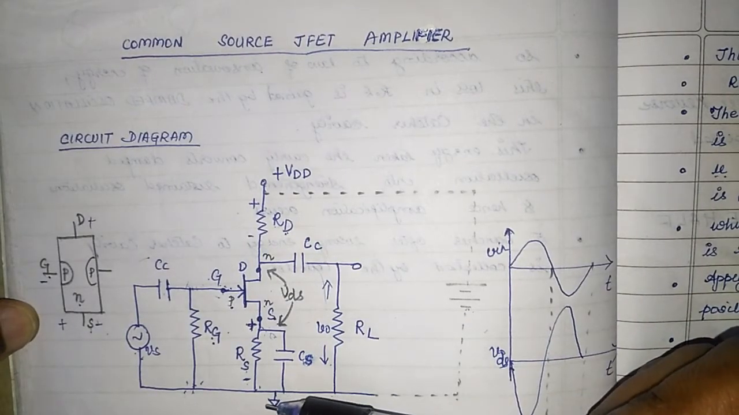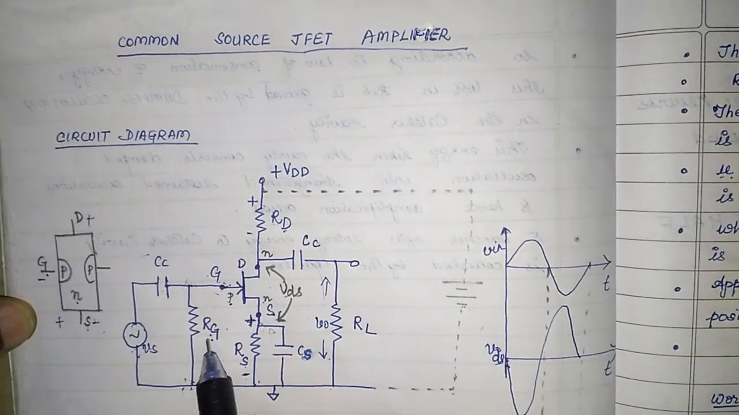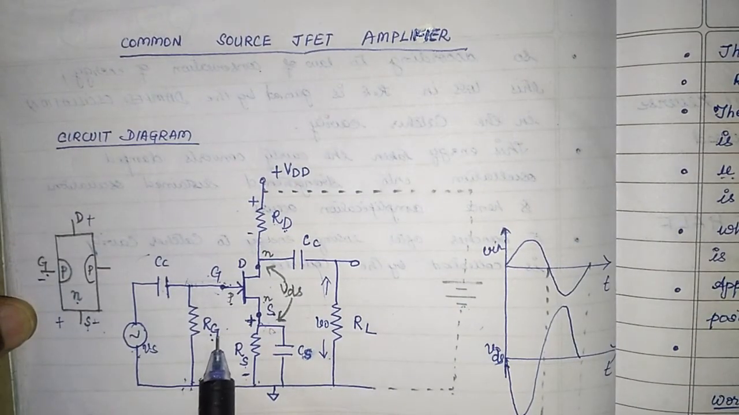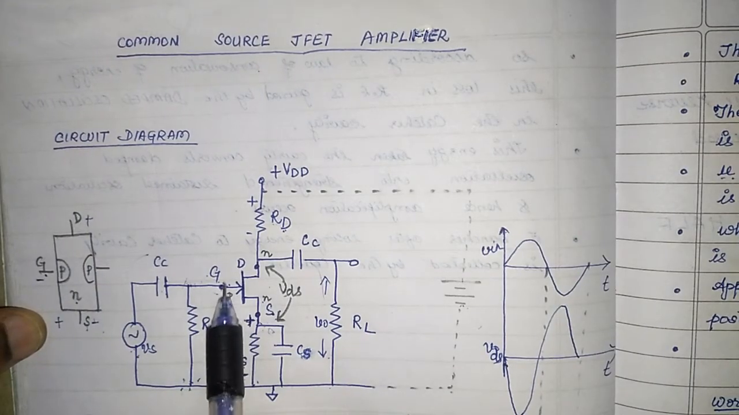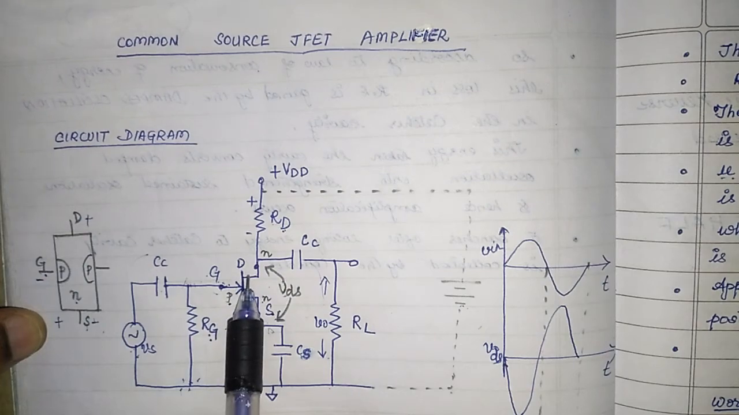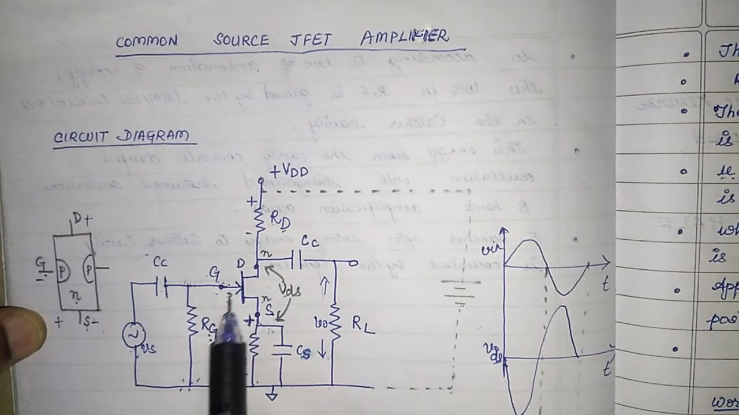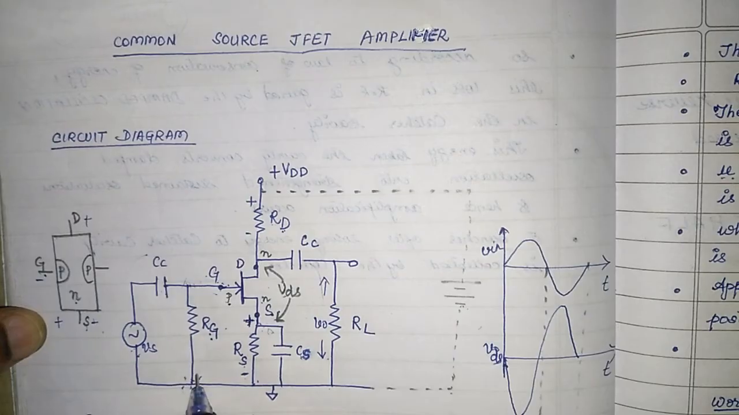Now I told you RG is responsible for keeping the gate terminal at ground potential. How does that happen? Now see students, RG is usually selected to be greater than hundreds of kilo ohms. So it is usually in the order of mega ohms. And you know moreover that the gate current for a JFET is actually 0. So there is no gate current as such. So the current through RG is equal to 0.